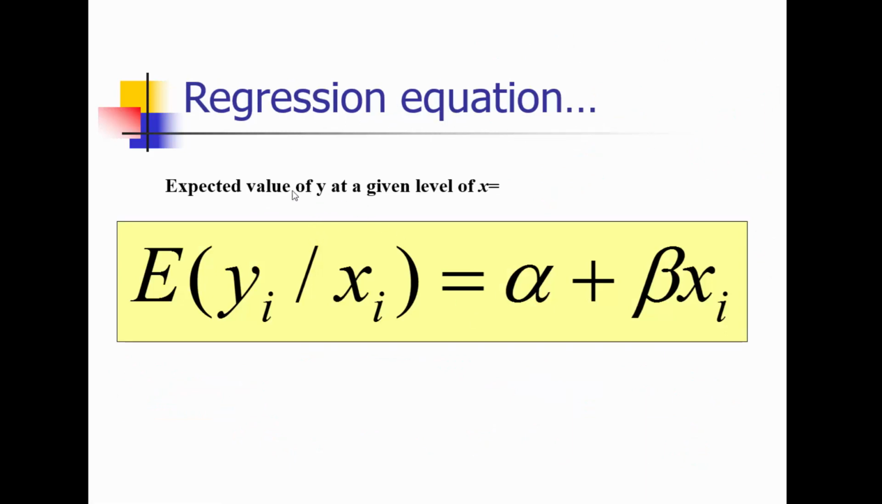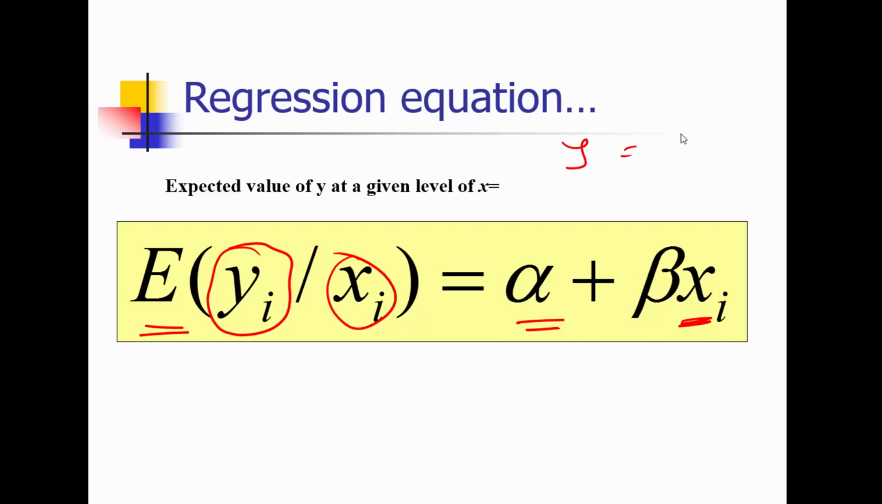Regression equation. In more mathematical form, we can write the regression equation like this. Expected value is nothing but the average value, or what we are expecting from a given data set. So the expected value of yi, which are a bunch of y values, given xi is given by a parameter intercept plus slope coefficient multiplied by the independent variable.